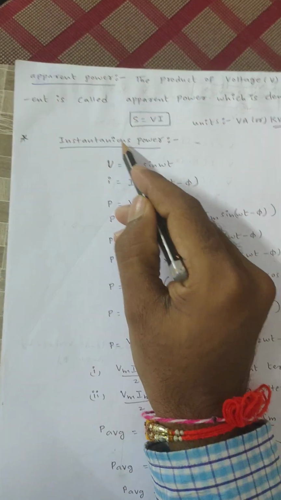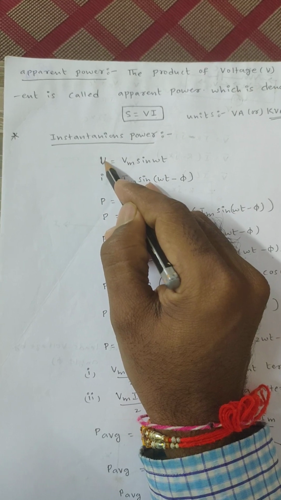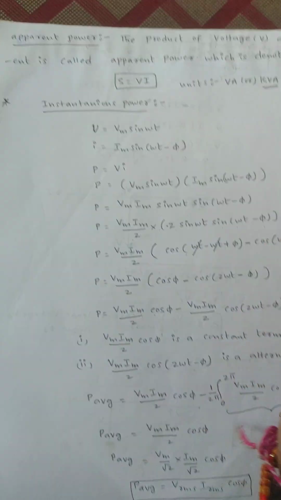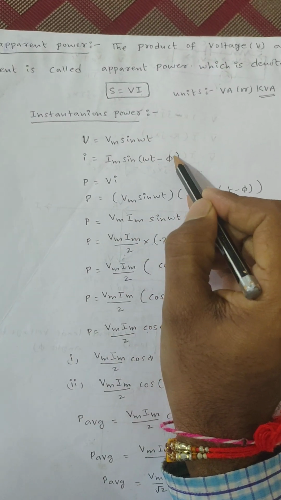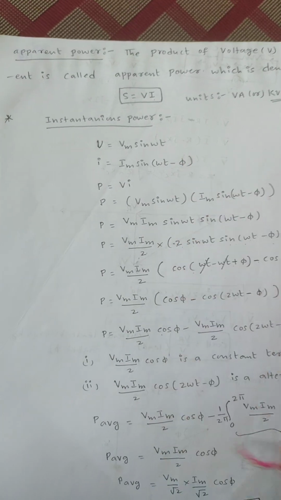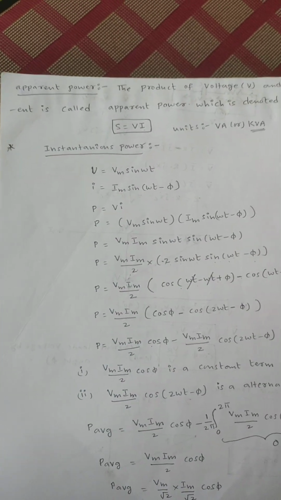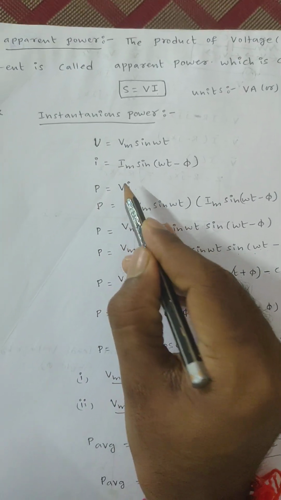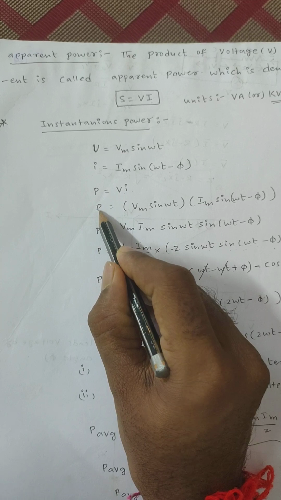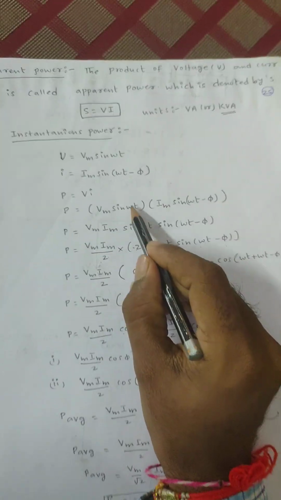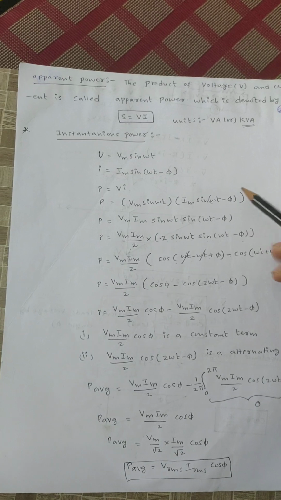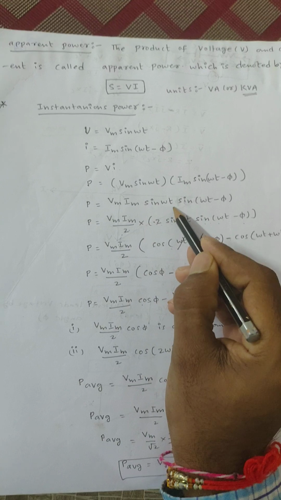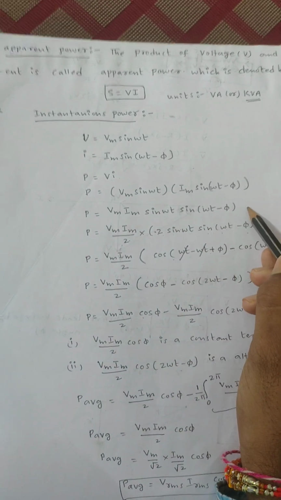After that, instantaneous power. Here the instantaneous value of voltage is equal to Vm sin omega t, and the instantaneous value of current i is equal to Im sin of omega t minus phi. Here this phi value will be less than 90, that is variable, depending upon the resistor and inductance values. Then P is equal to V into I, right? Then instantaneous power P is equal to Vm sin omega t into Im sin of omega t minus phi. Then Vm Im into sin omega t into sin of omega t minus phi.